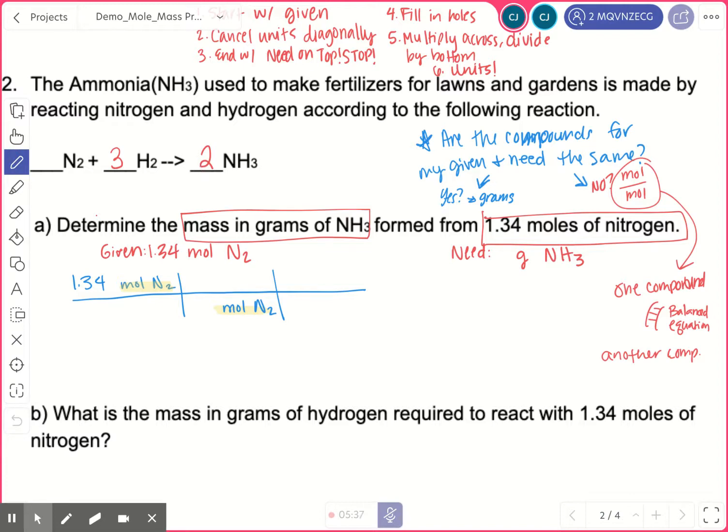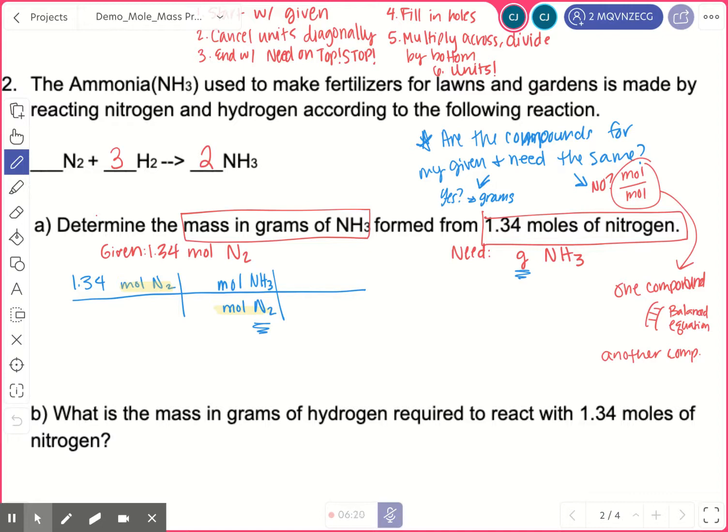All right, so knowing that I need to go from one substance, from N2 to NH3, those are two separate substances. So that means I need to use the mole to mole bridge. So I'm going to go from moles of N2 to moles of NH3. The reason I can do that is because I have the ratio built into the balanced equation. Now we're not finished because what I need is grams, but what I have right now is moles, so I have to keep going.